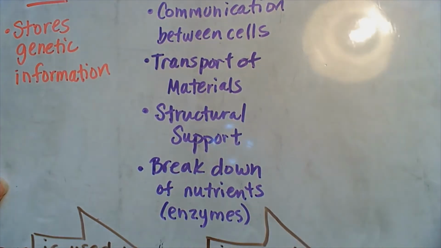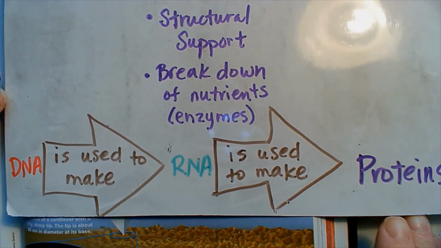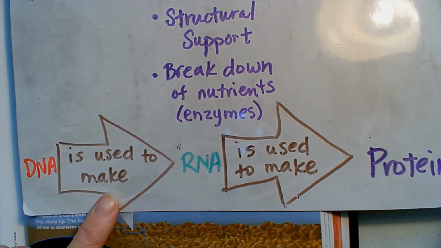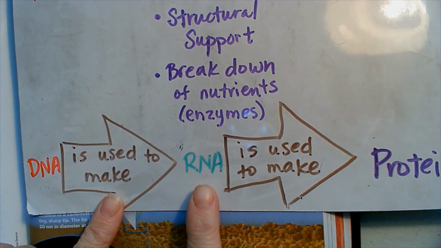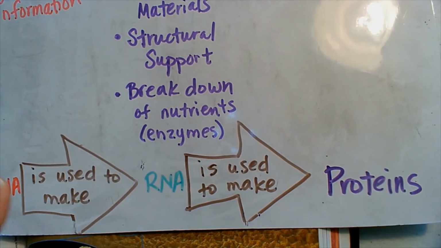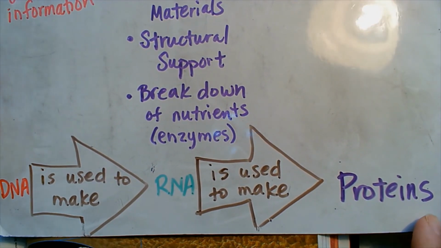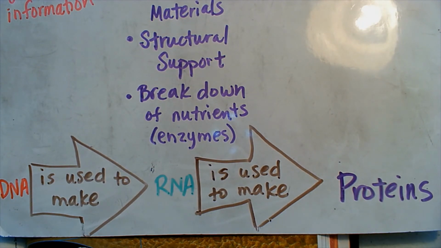But let's look at what they talked about earlier. DNA is used to make RNA, and RNA is used to make protein, so they're very much related. The code on DNA is what is used to make the RNA. The RNA code then tells the ribosomes which amino acids to put together to make proteins. So that's how they are related.